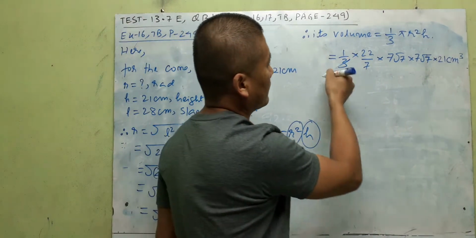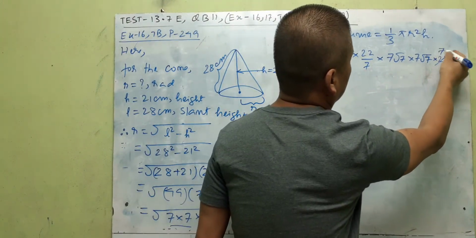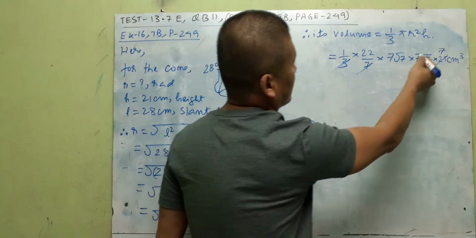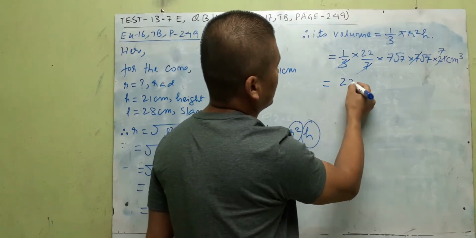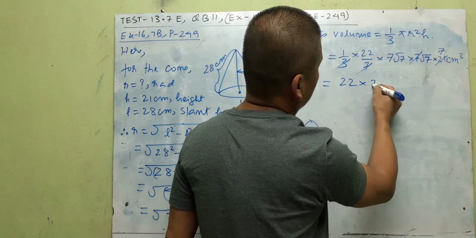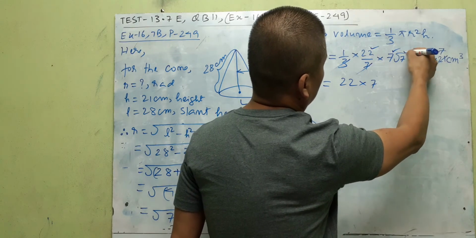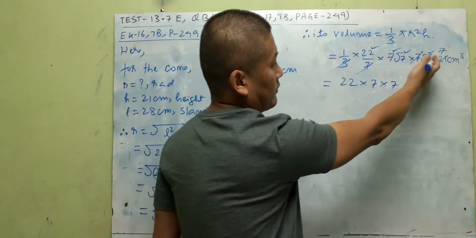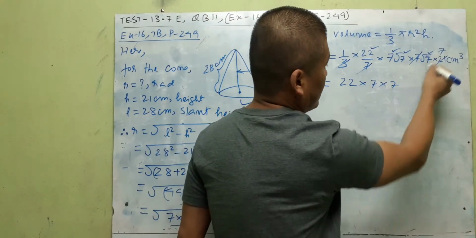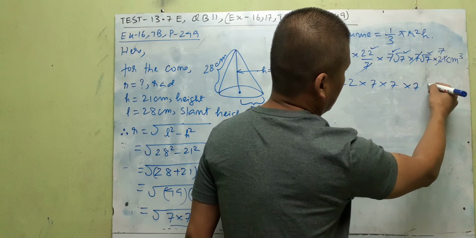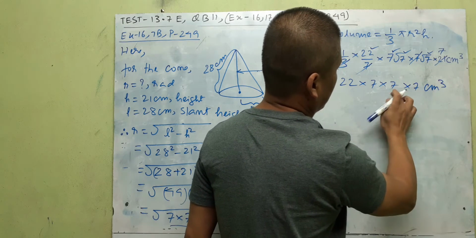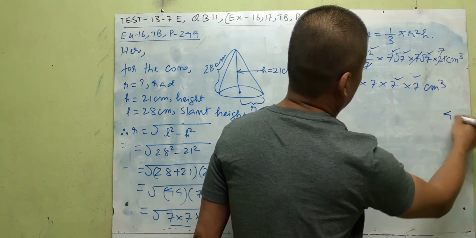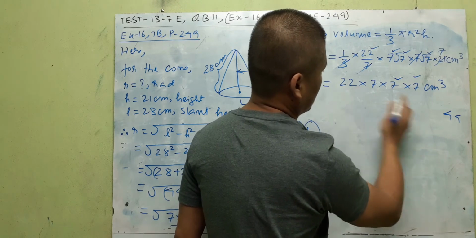Volume is 3-dimensional, so centimeter cube. And 3 here we can write, 3 7s are 21. 7 and 7 can cancel, so we have here 22 into 7, and root 7 into root 7 is 7, right? Same root multiplied with same root means the root is removed. Then this one more 7 here, centimeter cube.